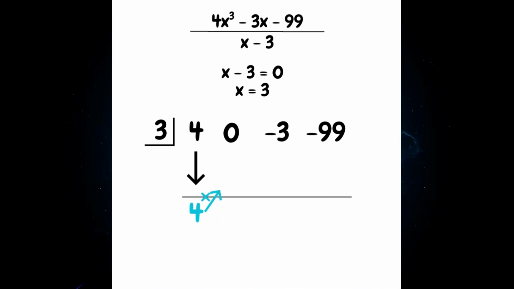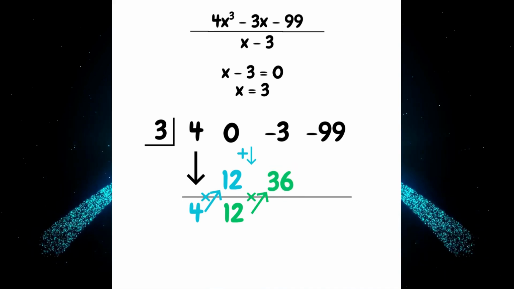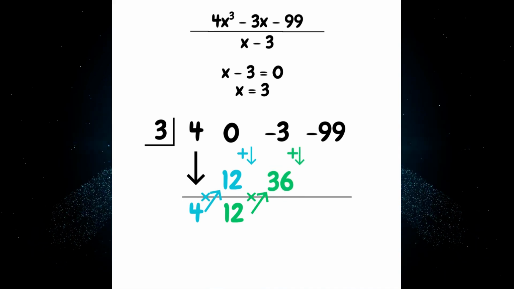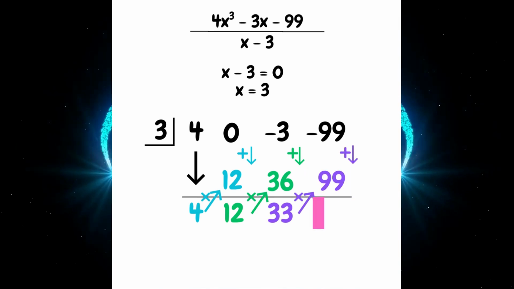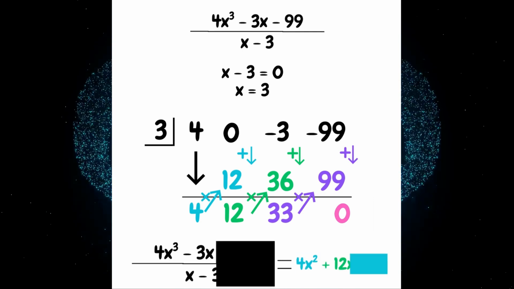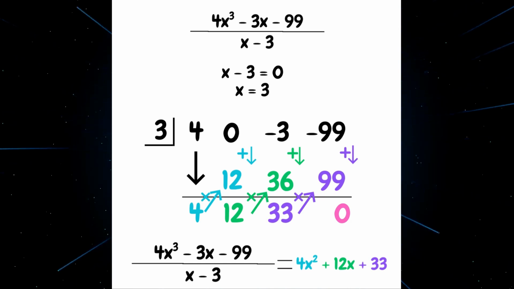Now I'm going to bring down my 4. 3 times 4 gives me 12. 0 plus 12 gives me 12. 12 times 3 is going to give me 36. 36 plus negative 3 gives me positive 33. 33 times 3 is 99. Plus negative 99 is 0. So in this case, I'm not going to have a remainder, but I will get a final solution of 4x squared plus 12x plus 33.